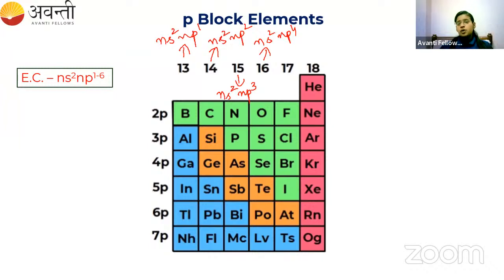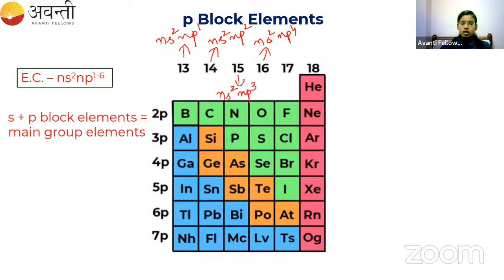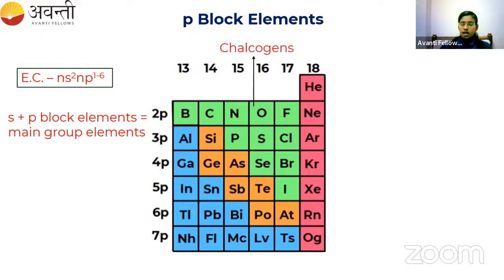S block elements and P block elements together are called main group elements. And the 16th group specifically has a name. The 16th group elements are called chalcogens. The other name for the 16th group is chalcogens. The 16th group means the oxygen family: oxygen, sulfur, selenium, tellurium, polonium, and livermorium. All these elements are called chalcogens.